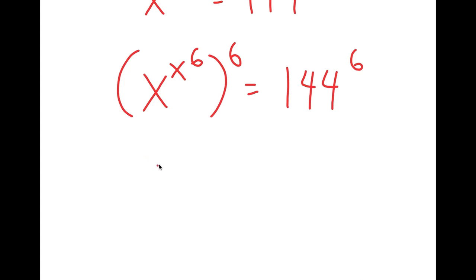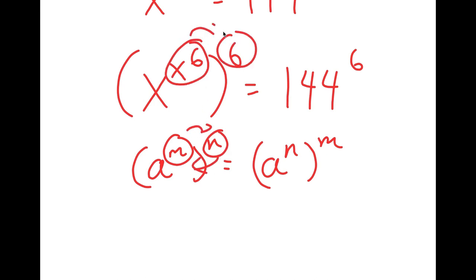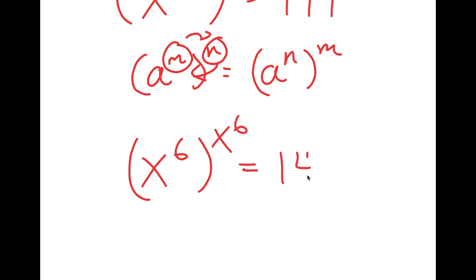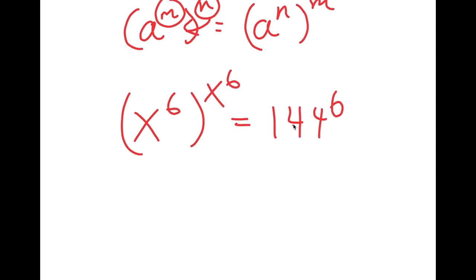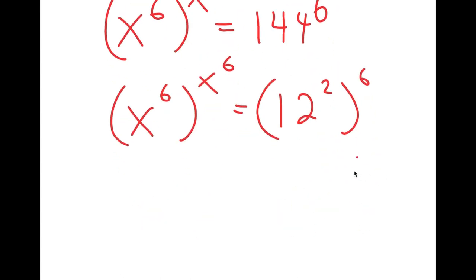Now from here, if I have something in the form a to the power of m to the power of n, this is equal to a to the power of n to the power of m. So basically, I can switch the places of these two exponents. So that's what I'm going to do with x to the power of 6 and 6. So now I get x to the power of 6 to the power of x to the power of 6 is equal to 144 to the power of 6. And 144 is the same thing as 12 squared, so I get x to the power of 6 to the power of x to the power of 6 is equal to 12 squared to the power of 6.